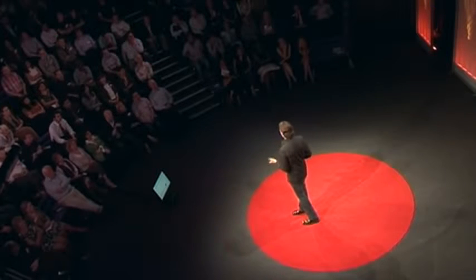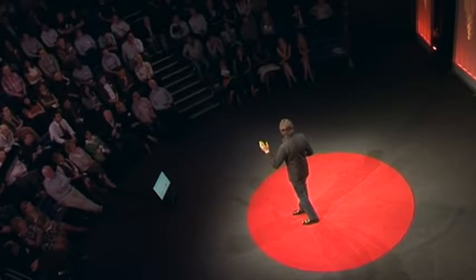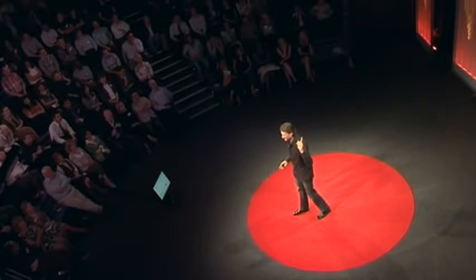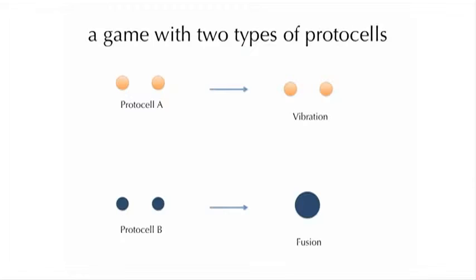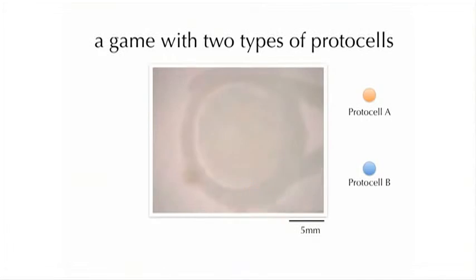So now that you're all experts on protocells, we're going to play a game with these protocells. We're going to make 2 different kinds. Protocell A has a certain kind of chemistry inside that when activated, the protocell starts to vibrate around, just dancing. So remember, these are primitive things, so dancing protocells, that's very interesting to us. The second protocell has a different chemistry inside, and when activated, the protocells all come together and they fuse into one big one, right? And we just put these 2 together in the same system.